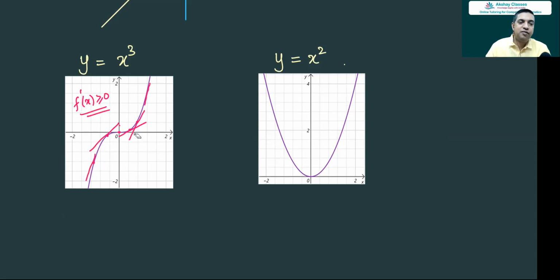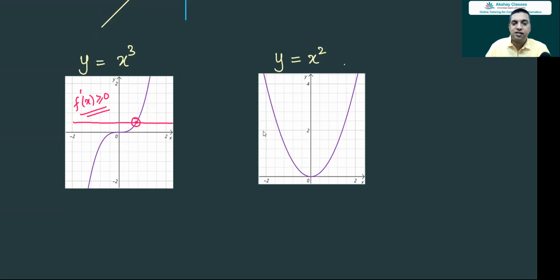And this particular function you can see is a 1, 1 function. You can draw any line which is horizontal, and it will cut the graph at only one point. So this is a 1, 1 function.